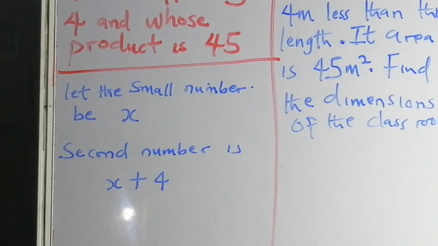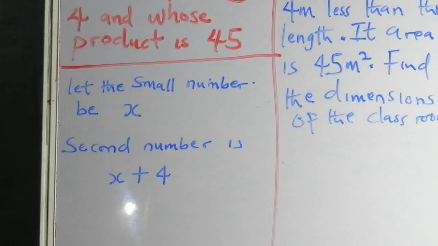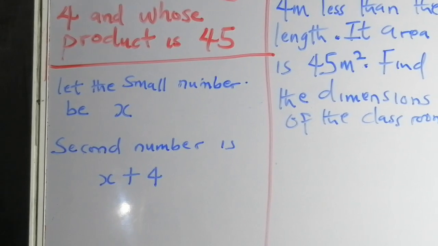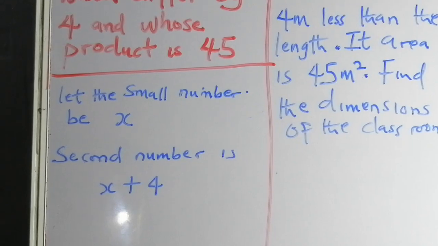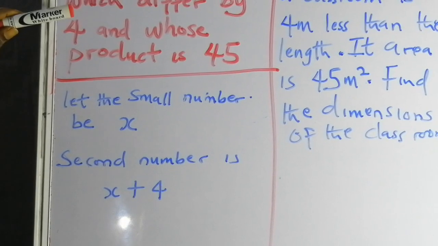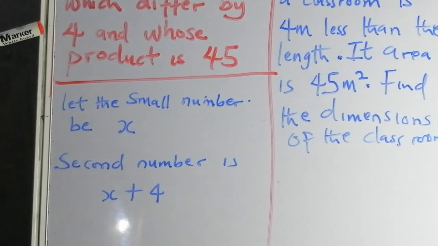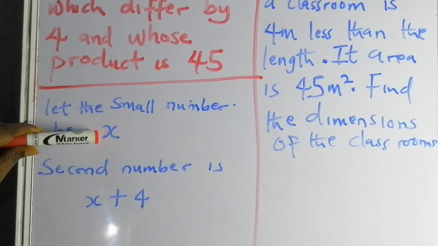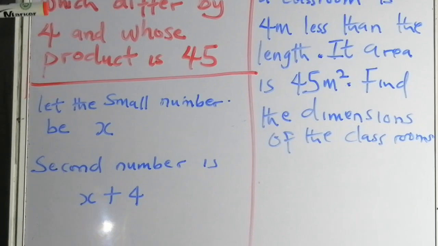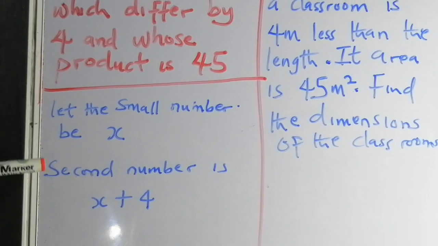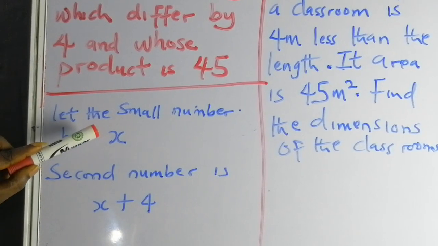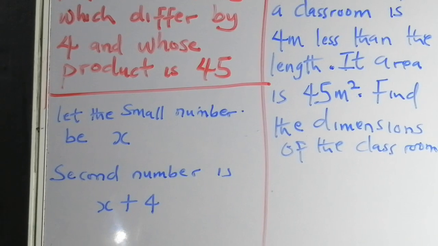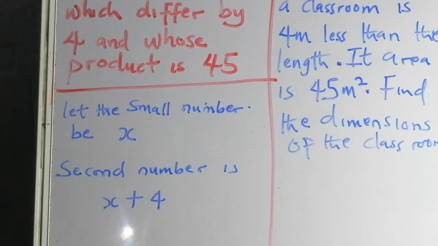This is English. If you can't understand English, then you won't be able to deal with mathematics. Look at it now. Find two numbers which differ by 4. The first statement is find two numbers. So the smaller number is x, since we don't know those numbers. The second number, they said differ by 4. If this one is x, the second number will be x plus 4. Differ by 4 means higher than the other number by 4.